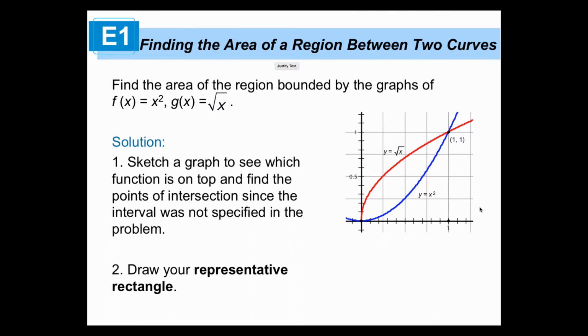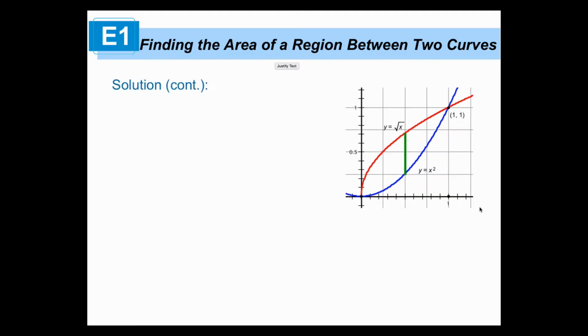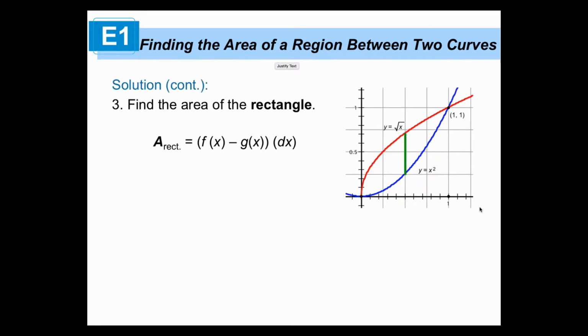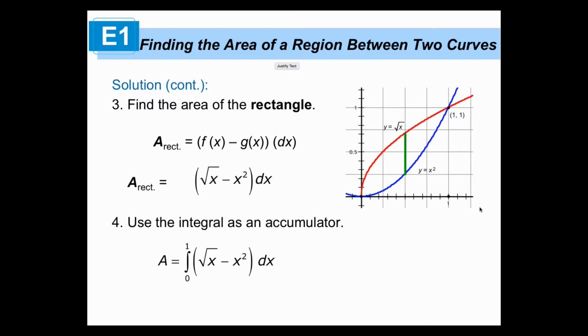Oh, look, I did the solution already. Draw your rectangle. Okay, so sketch a graph. Draw your rectangle. There it is. That one's green. And then find the area of the rectangle, and then plug it into the integral, which is what we already did. I don't necessarily know if you need this step here to find the area of the rectangle separately. You can work it right into the integral there.